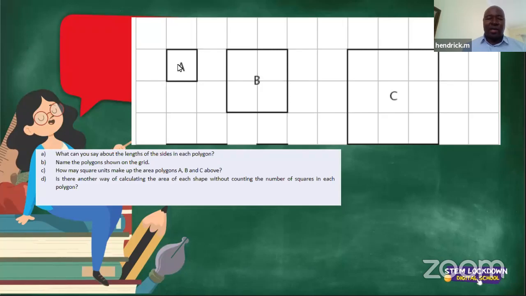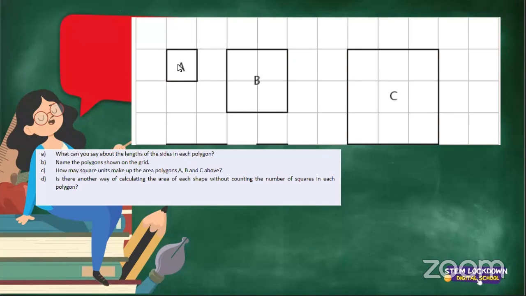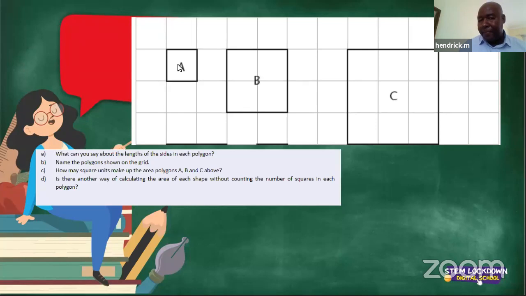Jonathan Gundua, again, your hand is up. Sir, I think if we count every block inside, we get the. Okay, come again. Jonathan? Right, we seem to have lost Jonathan again.